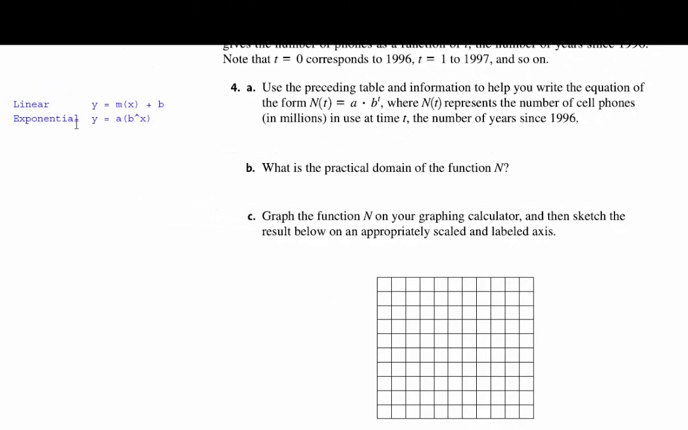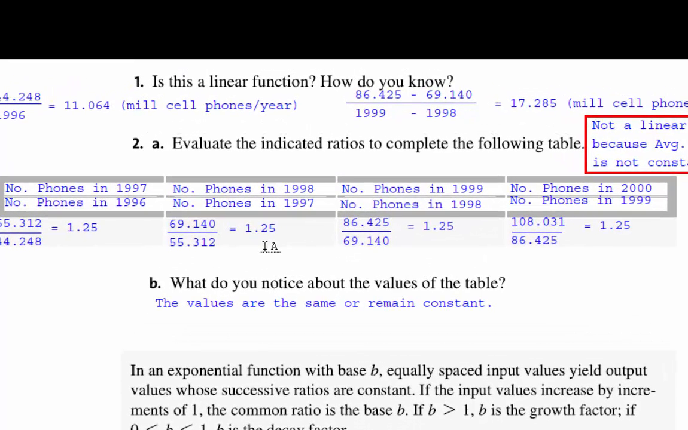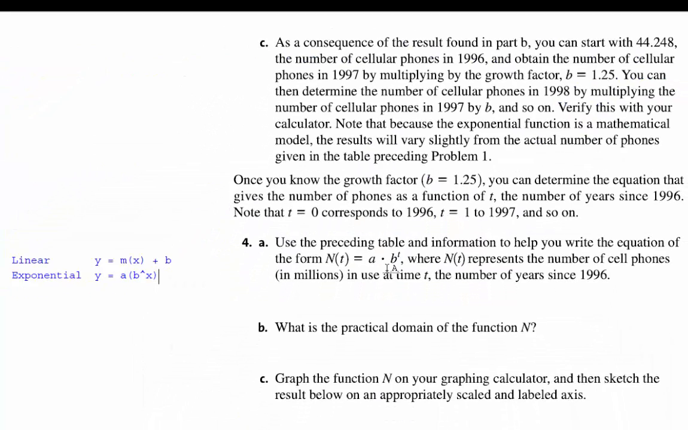For linear functions, we have y equals mx plus b. For exponential functions, we have y equals a times b raised to the x. We've already discussed that our b in this problem was 1.25. And the 1.25 came from our successive ratios, right? We did all of these division calculations and obtained the 1.25. So the successive ratios give us our b. And the a would represent the initial value, or our beginning value.